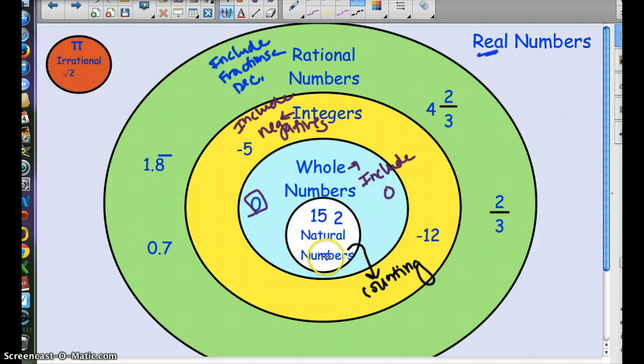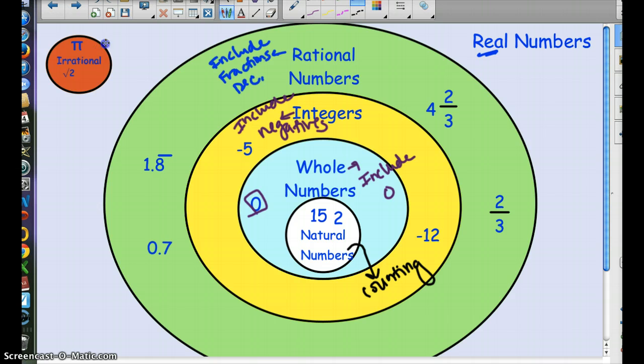We're talking about real numbers because later on in second semester we're actually going to talk about imaginary numbers. But for this chapter, for this semester, we're talking about real numbers. Now if you notice, what else is included in real numbers are these irrational numbers. So we have two categories: irrational and rational.